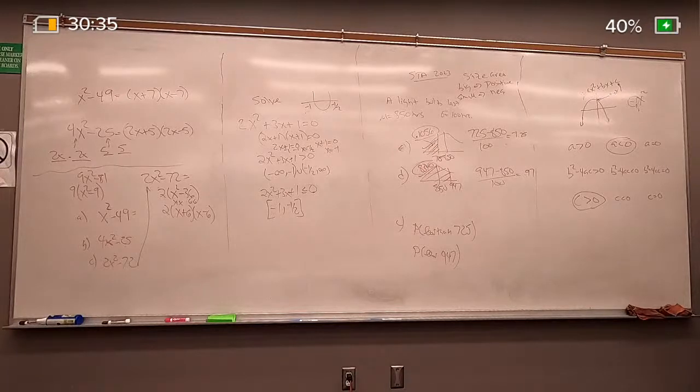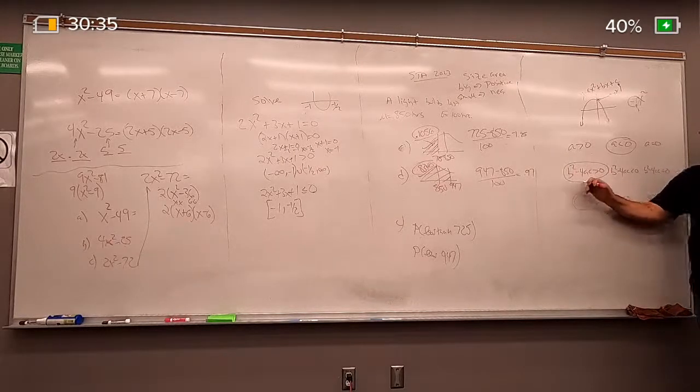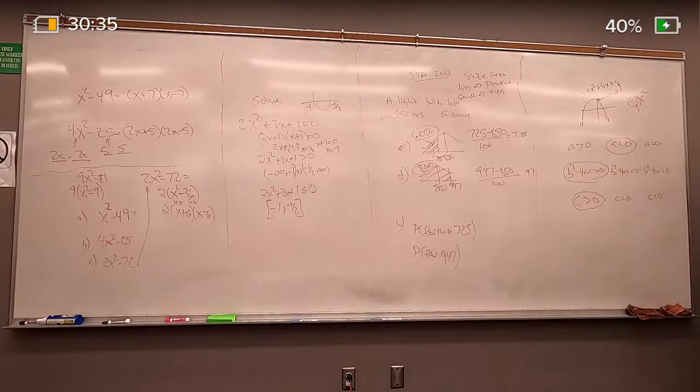All right. And lastly, what about b squared minus 4ac? I got it equal to 0. It's greater than 0. How do we know?